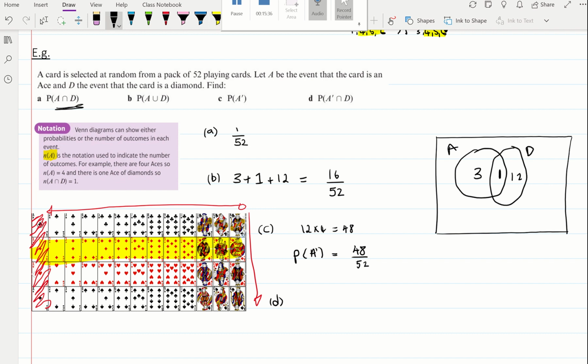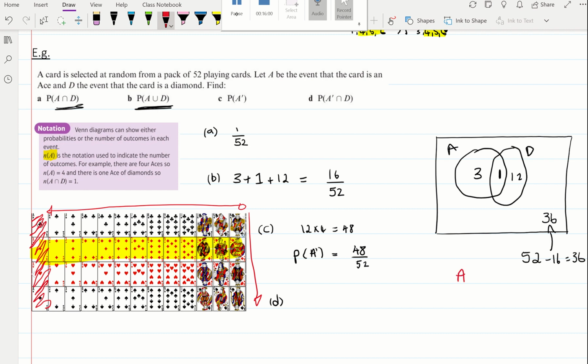I know that there's 52 cards altogether. 52 minus 16, which is the amount of cards I have in A or D, is 36. So outside is 36. And I do what I did before.